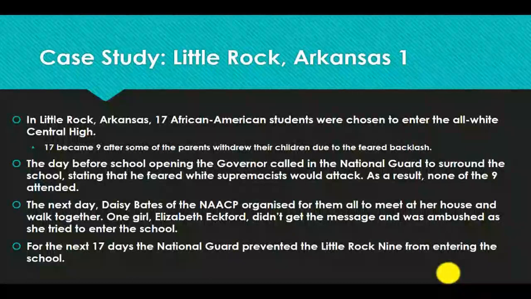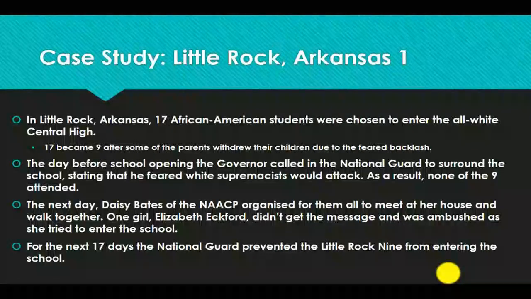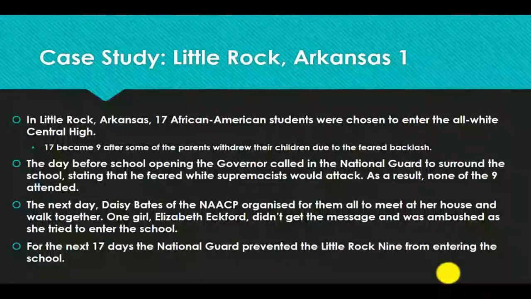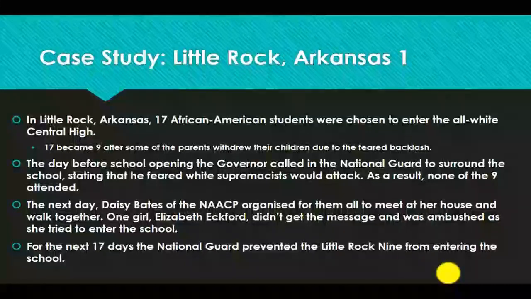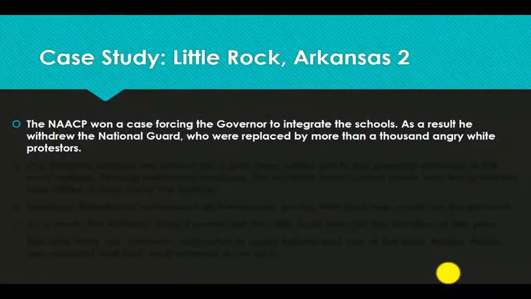For the next 17 days, the National Guard prevented the Little Rock 9 from entering the school. So we see there that the National Guard were called in to protect the students, but they actually ended up preventing these students from attending. The NAACP won a case forcing the governor to integrate the schools, and as a result he withdrew the National Guard, who were replaced by more than 1,000 angry white protesters.